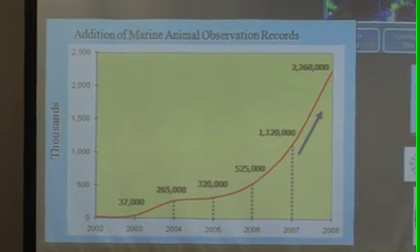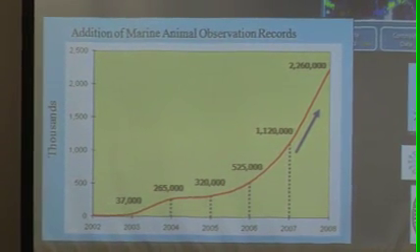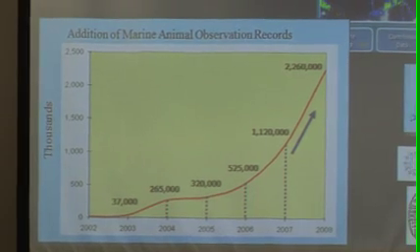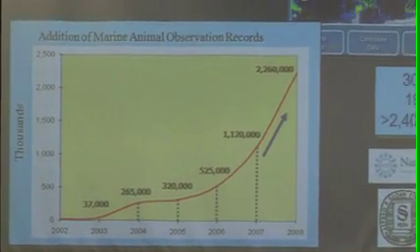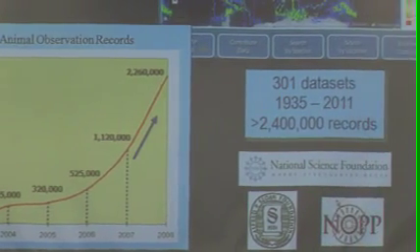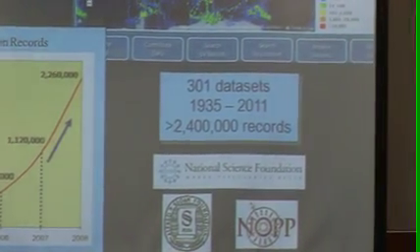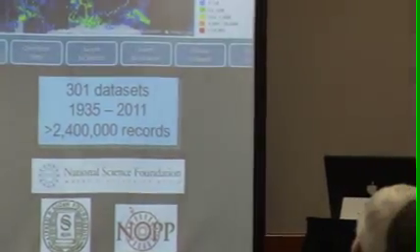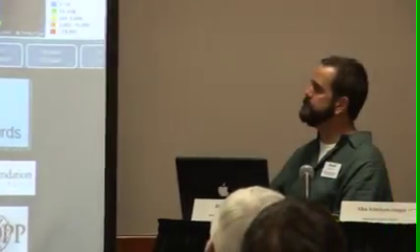Currently, we have 301 data sets, and they range from 1935 through 2011, and we've got about 2.5 million records of observations of groups of animals or individual animals. The majority of this is for seabirds at this point. However, about 230,000 marine mammal records are found in OBIS-SEAMAP at this time. And down there you can see some of the funders of this project as well.